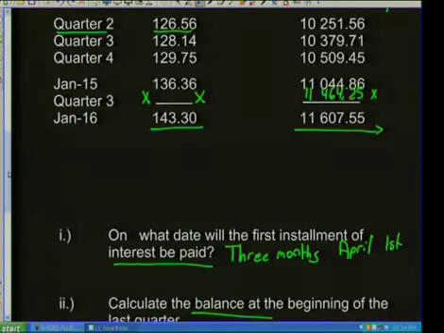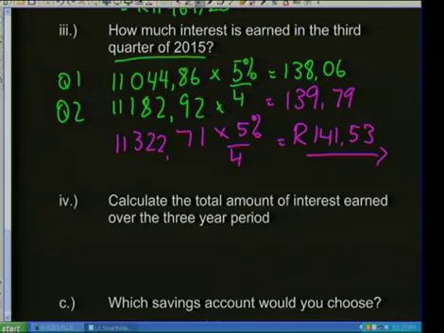Does it make sense? I'm looking for a number that's kind of less than 143, but higher than 136, so I think it does make sense. I know it's taken a little bit of time, but we've got our perfect answer, so there you go, one way of calculating. Calculate the total amount of interest earned over the 3-year period.